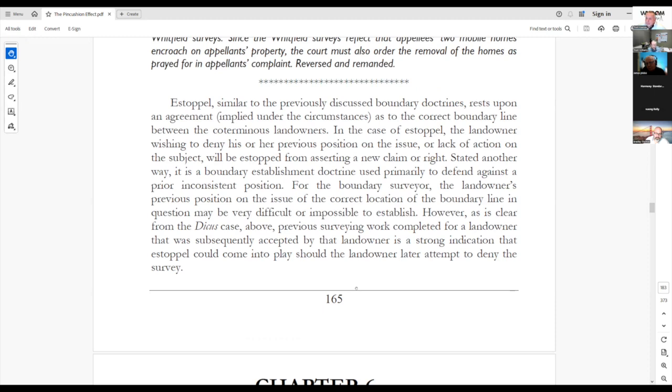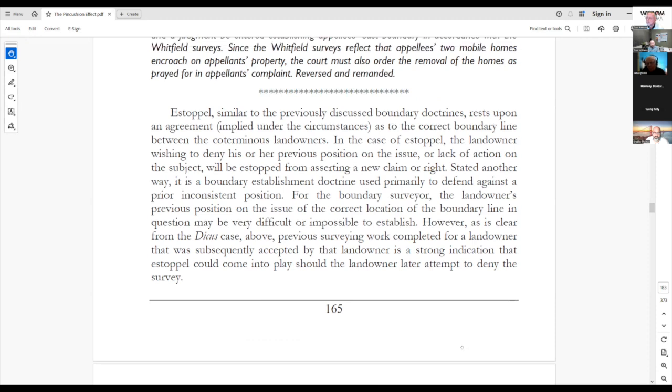For the boundary surveyor, the landowner's previous position on the issue of the correct location of the boundary line in question may be very difficult or impossible to establish. However, as is clear from the Dickus case above, previous surveying work completed for a landowner that was subsequently accepted by the landowner is a strong indication that estoppel could come into play should the landowner later attempt to deny the survey.